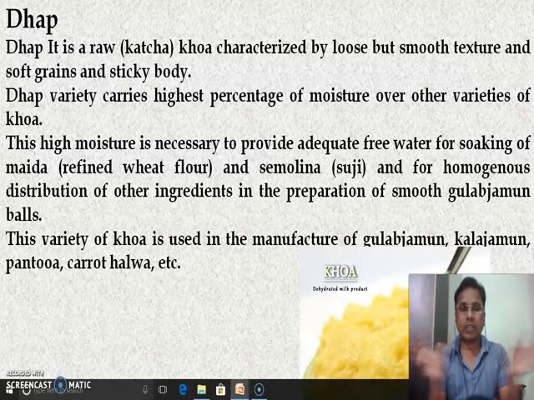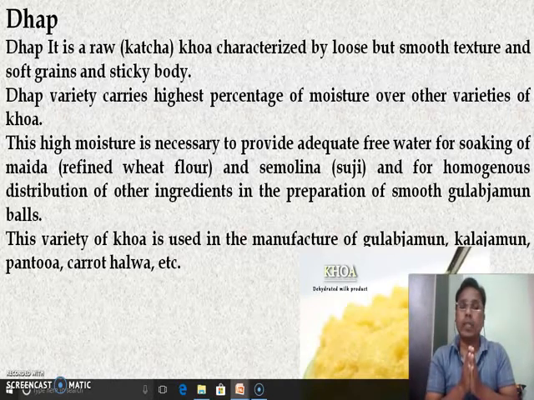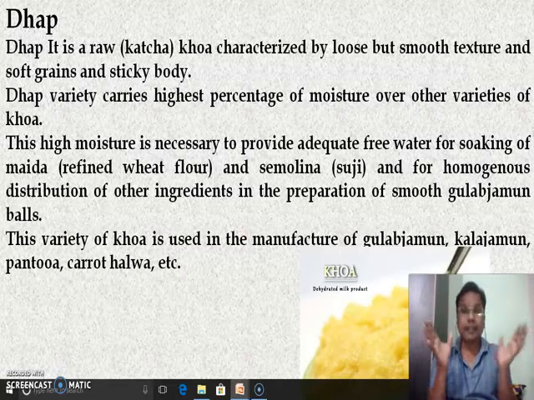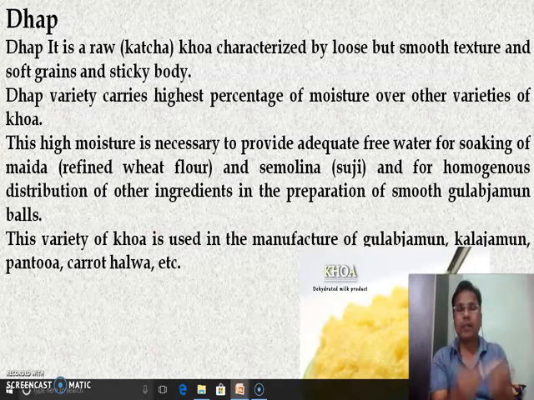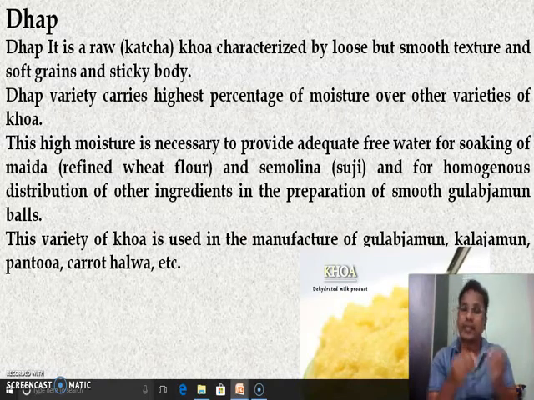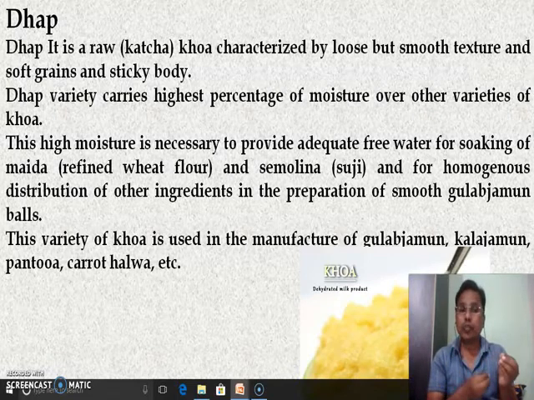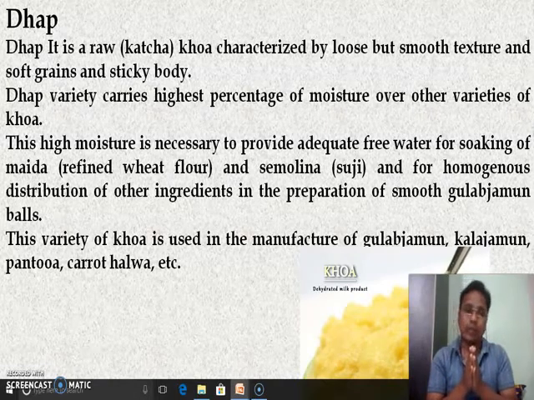When we compare the three different types of Khoa, the Dhap is having the more moisture percent, and this high moisture is necessary to provide adequate free water for soaking of the maida. It means if it is having more moisture, it becomes very easy to soak the maida in it. Maida means the refined wheat flour, and semolina, that is the suji, for homogeneous distribution of other ingredients in the preparation of smooth gulab jamun balls.